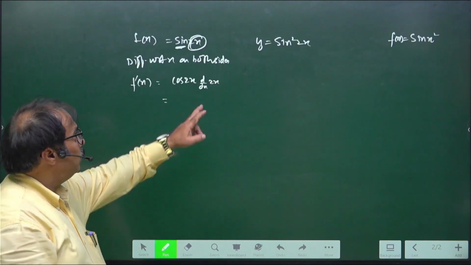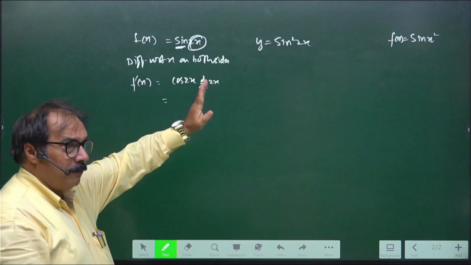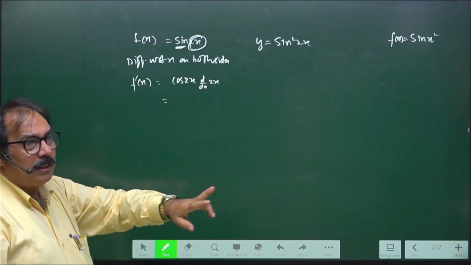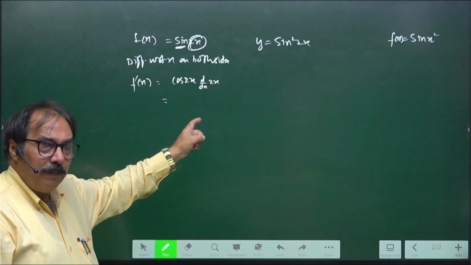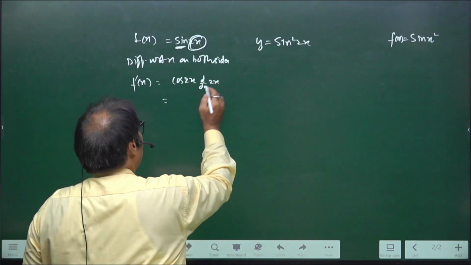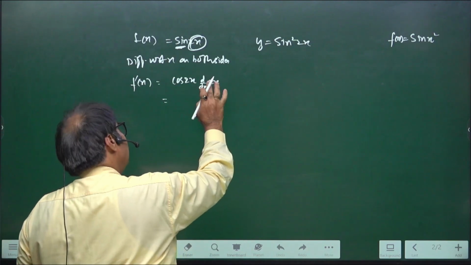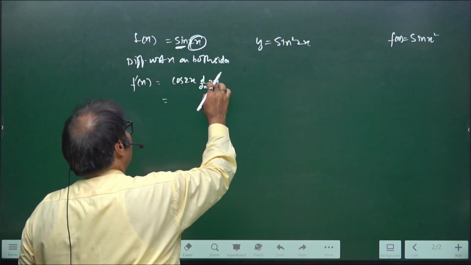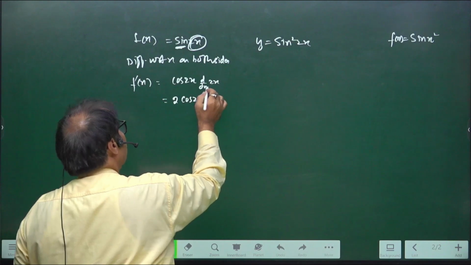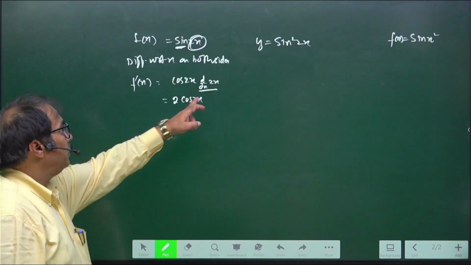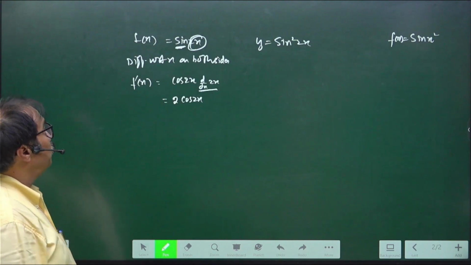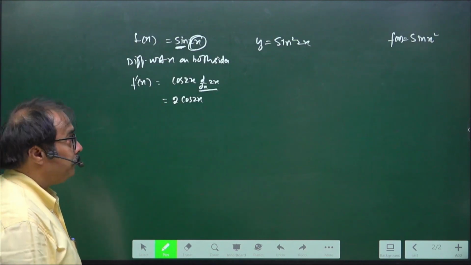Just remember it, don't apply the product rule here, otherwise it will be too lengthy. Just remember this point: if a constant is coming with the variable x, then the constant will remain. So in 2x, the 2 will remain as it is, and the derivative of x is 1. So 2 into 1. So I am writing 2 cos 2x. This is the final answer: f dash x is equal to 2 cos 2x, right?